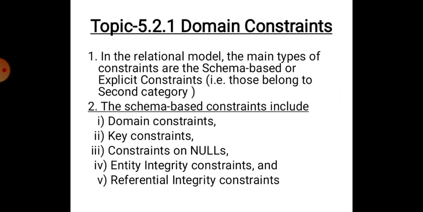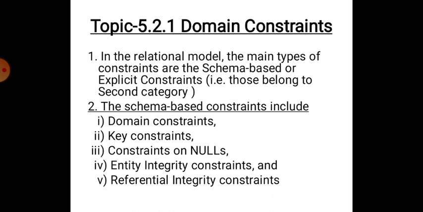So, domain constraints. In the relational model, the main types of constraints are the schema-based or explicit constraints. That is, those belong to the second category. Students, we have studied three types of categories in the previous class. So, in the relational model, the main types of constraints are schema-based or explicit constraints, and these belong to the second category.